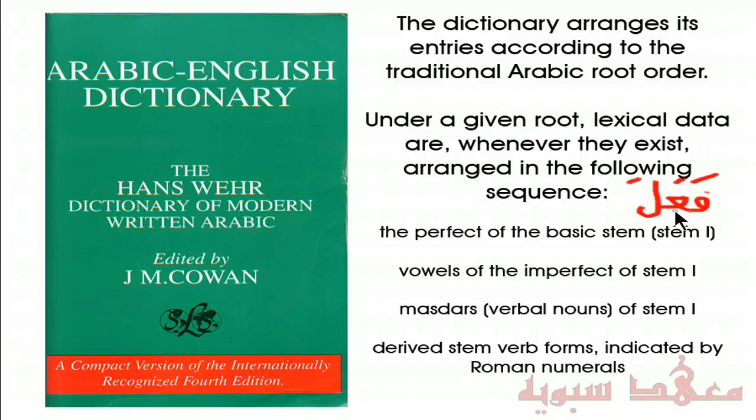This is mentioned first, followed by the present tense, followed by the masdar, or the verbal noun, and that's going to be in brackets. And sometimes there's more than one masdar. And then you have the derived stem verb forms. So from the main three-letter root, you get derived verbs, so different patterns. And we'll learn these, inshallah, later on. Let me just demonstrate what I mean.